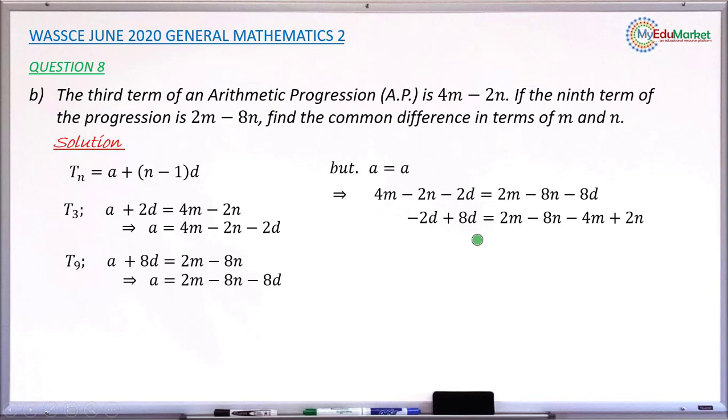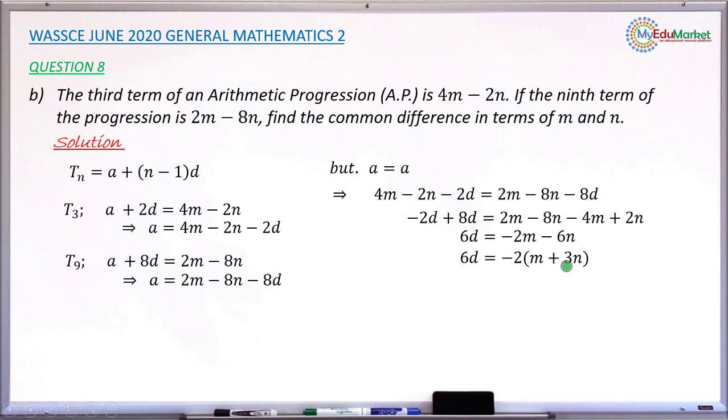I continue simplifying both sides of this equation, starting with the left: minus 2d plus 8d gives positive 6d. Then 2m minus 4m gives minus 2m, and minus 8n plus 2n gives minus 6n. So we continue, copying my 6d, and on the right hand side 2 is common, so minus 2 can be factored out, then open bracket. Inside the bracket, when minus 2m is divided by minus 2, the result is m, and when minus 6n is divided by minus 2, the result is plus 3n.